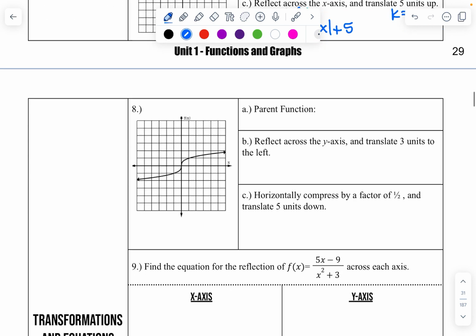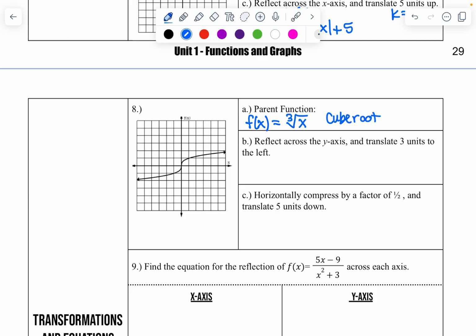All right, a couple more examples here. So number 8, as soon as we see that stretched out S shape going left to right like that, we know that is the cube root function. So the parent function is f of x equals cube root of x.